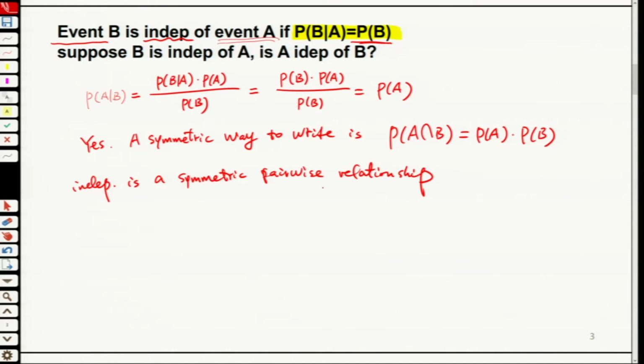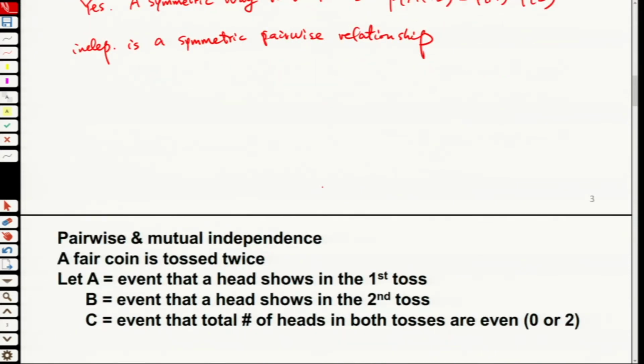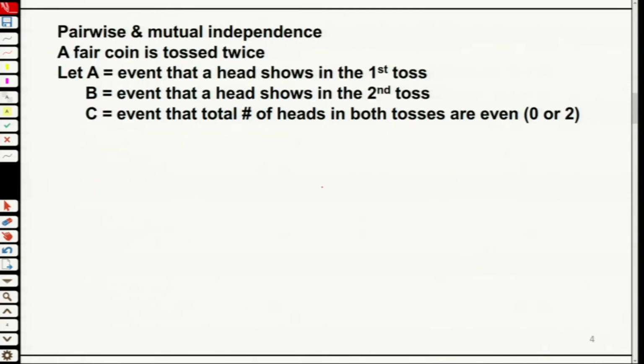Okay, now let's look at a new problem: pairwise and mutual independence. Let's read this problem together. A fair coin is tossed twice. A is the event that a head shows in the first toss, and B is the event that a head shows in the second toss.